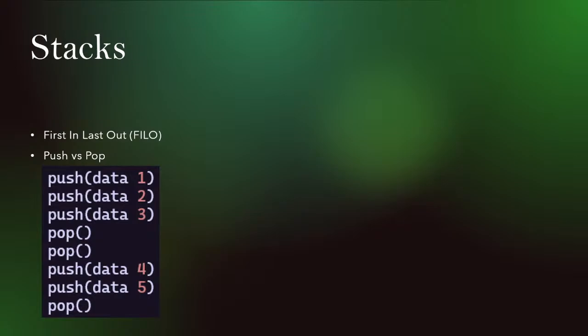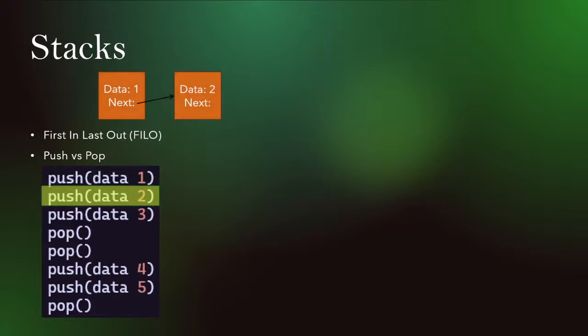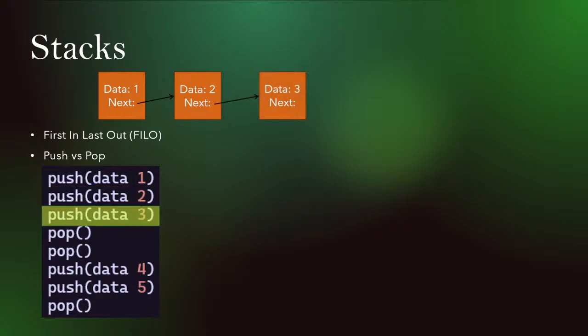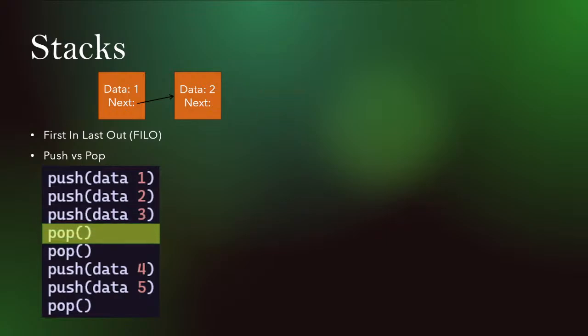Another code example: we're going to push data 1. Now data 1 is on top of the stack. Push on data 2, so now data 2 is on top of data 1. Add data 3. Now to pop, since data 3 was the last one in, it's going to be the first one out. And vice versa, since data 1 is the first one in, it's going to be the last one out. So we're going to pop off data 3 because that was the most recent one, and then data 2 because that was the next most recent one.